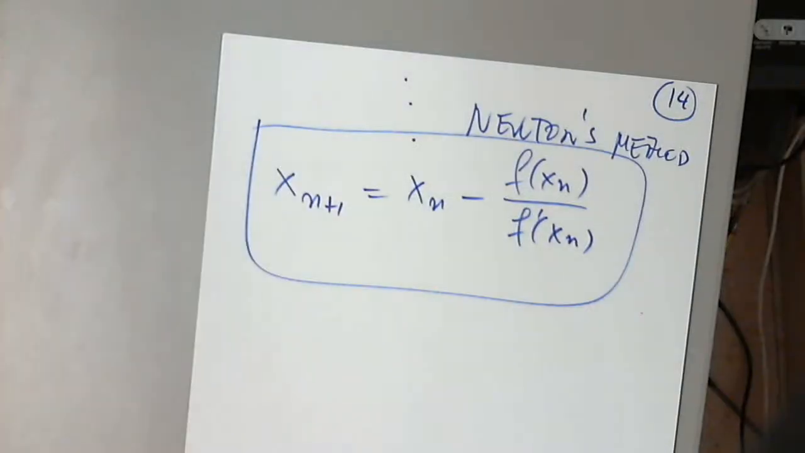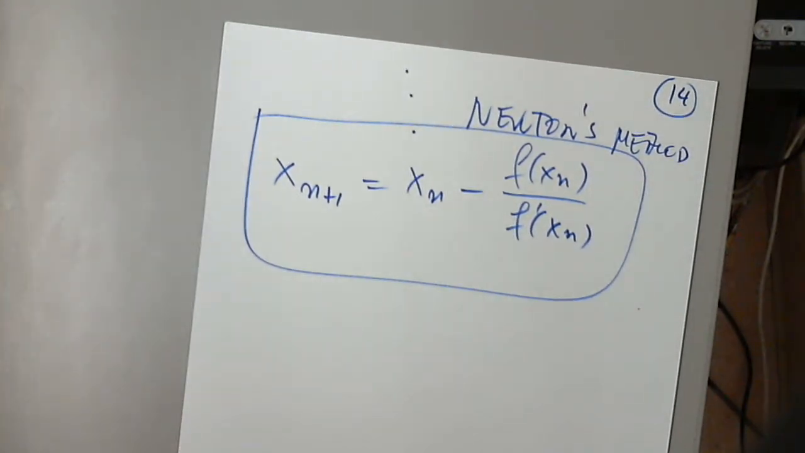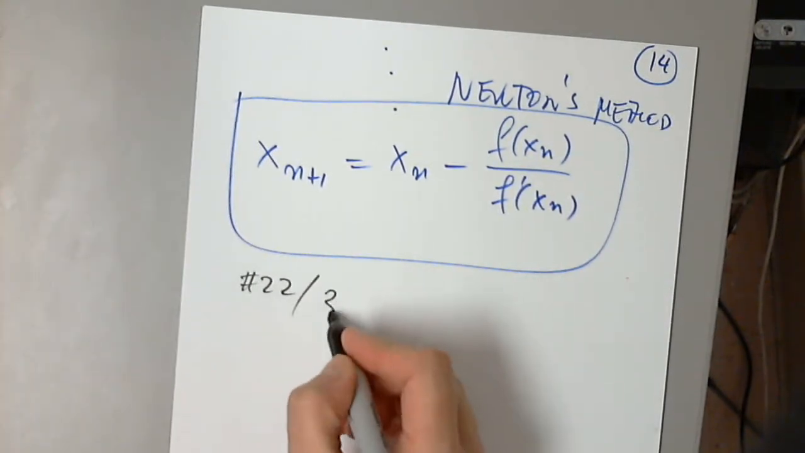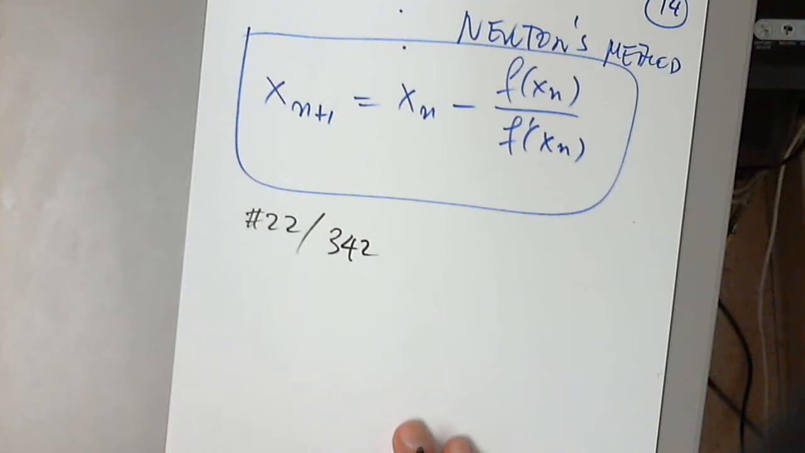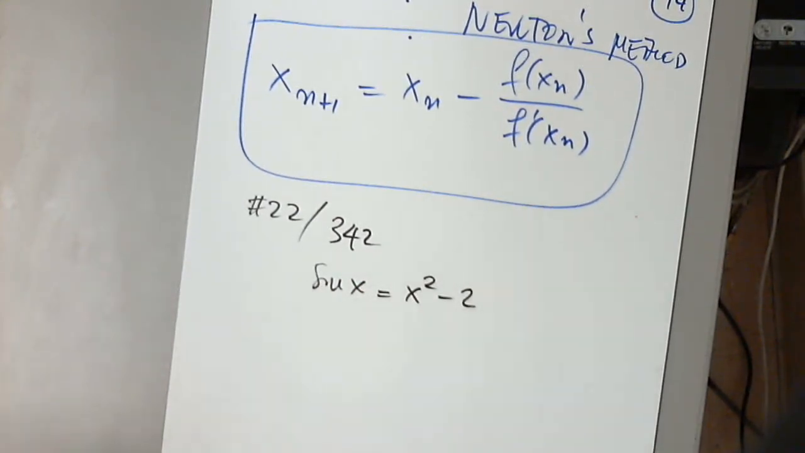I'm telling you. Okay, so this is one option. You could like this, you could like this, whatever you want. Which one? You said 22? Okay, yes? Very good. 22. This is on page 342. So 22, 342. Okay, so this is sine x equals x squared minus 2.